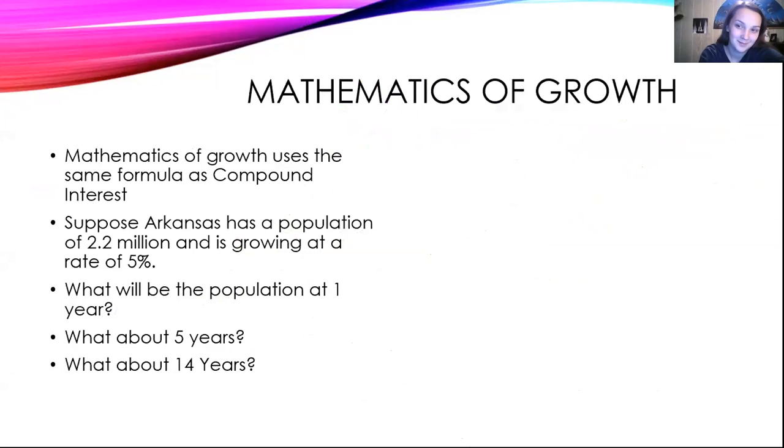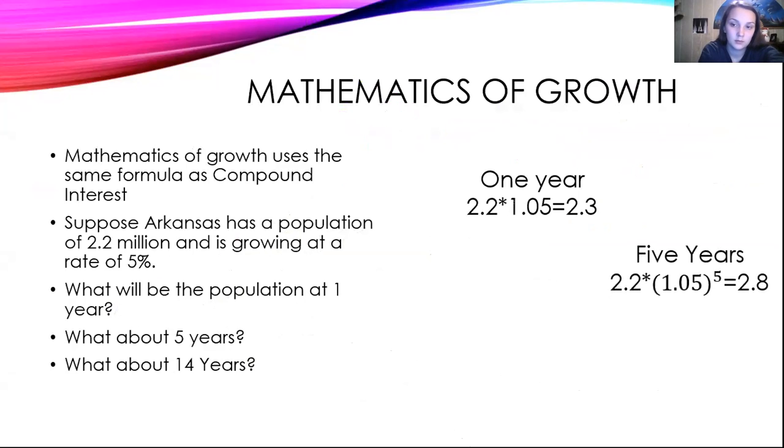Mathematics of growth uses the same formula as compound interest. Suppose Arkansas has a population of 2.2 million and it is growing at a rate of 5%. What would be the population at 1 year? We would do 2.2 million times 1.05, which will give us 2.3 million. In 5 years, the population would go up to 2.8 million. And then in the 14th year, Arkansas would have grown to 4.4 million people.